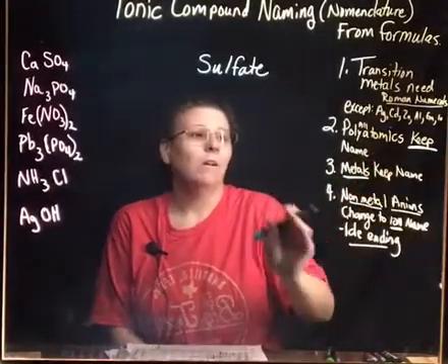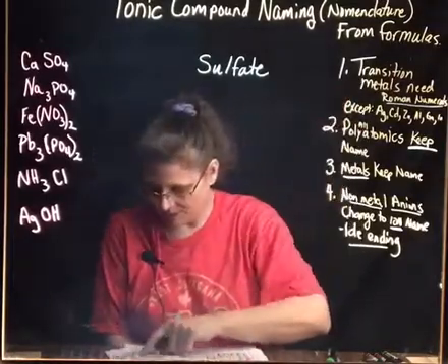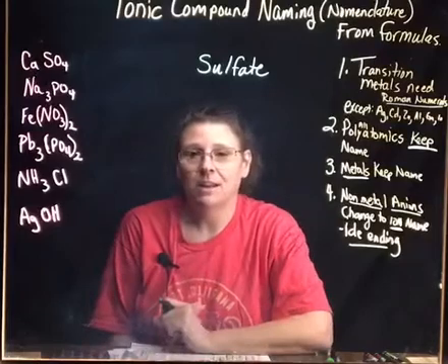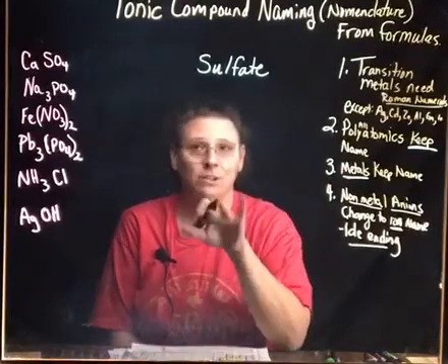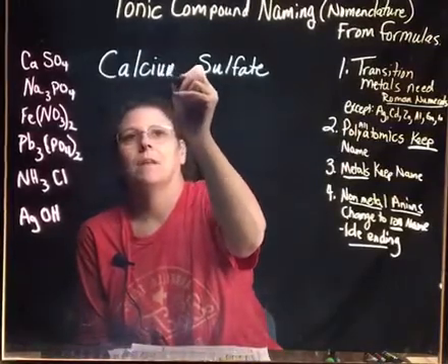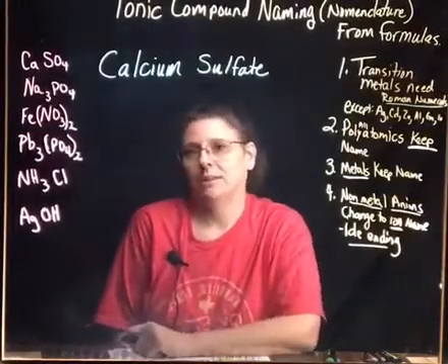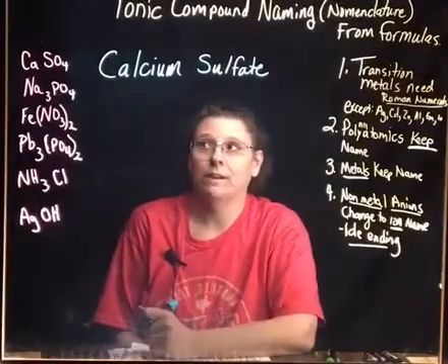Now I have to see if calcium is a transition metal. If I look on my periodic table, calcium is in the alkali metals. It's in column 2, so it's not a transition metal. So it keeps its name. And we have calcium sulfate. And that's it. That's how you say that formula, calcium sulfate.